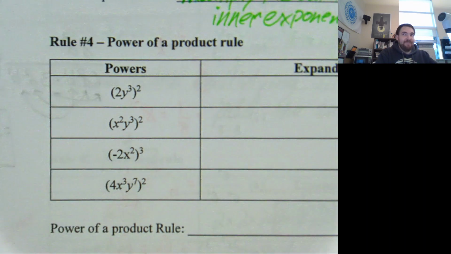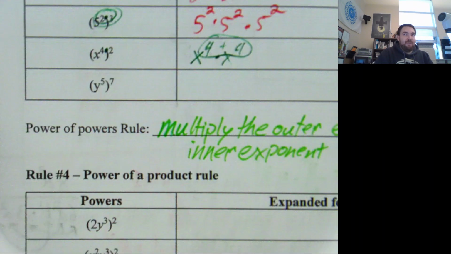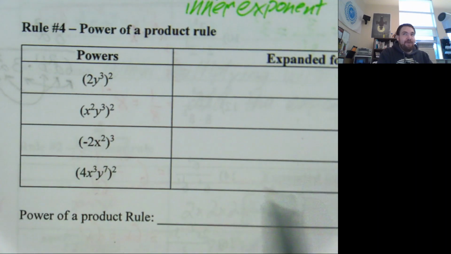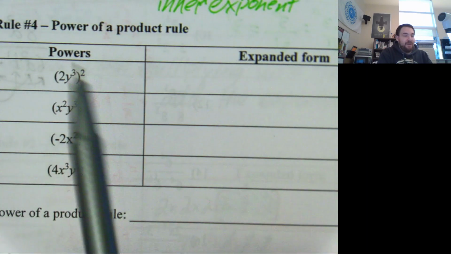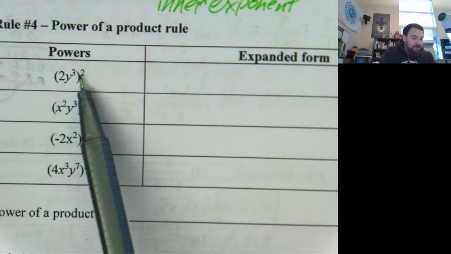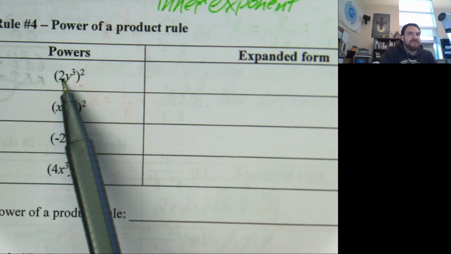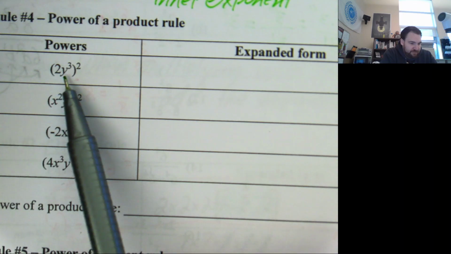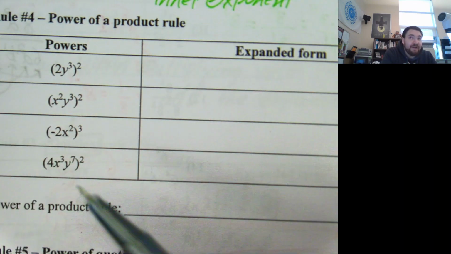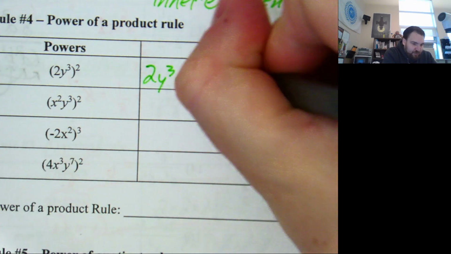Okay. So, power to a power, we multiply them. Now when I've got multiple things in there, this is an example of what we just did. When I square something, and that something is multiplied with something else in a set of brackets, I've got 2 times y cubed. If I write it in expanded form, I'm going to get 2y cubed times 2y cubed.